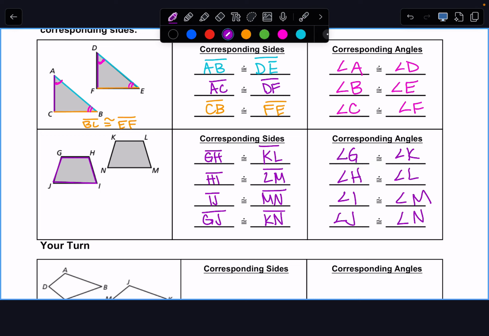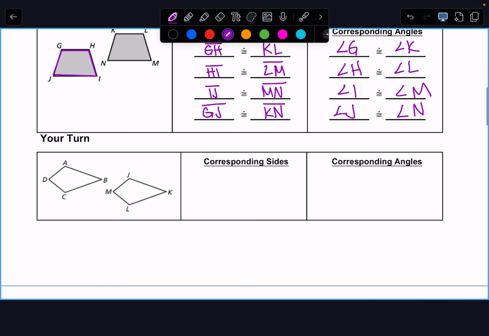Okay. How many sides do these two figures have? 4. So you are going to write me 4 corresponding side statements and 4 corresponding angle statements. Ready, set, go.